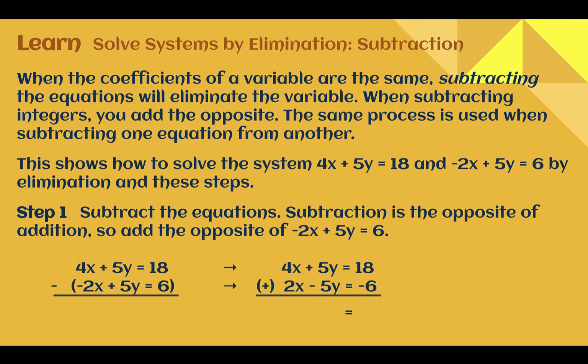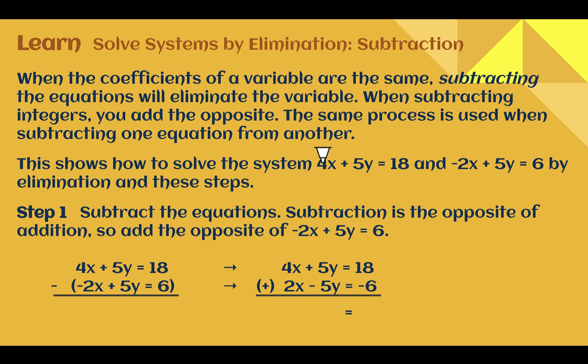Let's learn. Solve systems by elimination, subtraction. When the coefficients of a variable are the same, then subtracting the equations will eliminate the variable. So we just saw when they were the opposite, we would add. When they're the same, we subtract, because subtracting is really just adding the opposite. So if we're subtracting, we really have a couple of things we can do. We can either subtract or we can add the opposite.